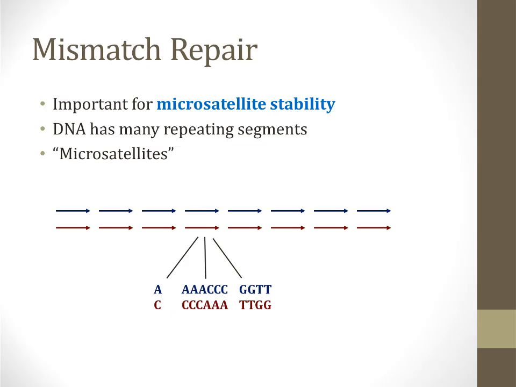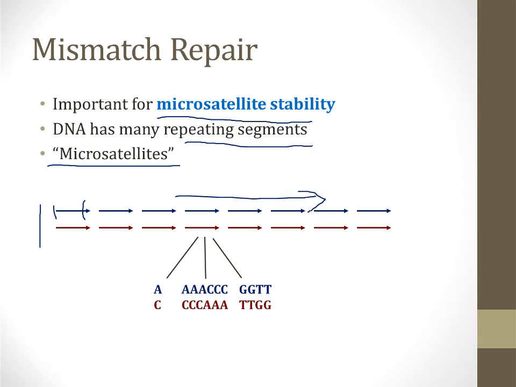The mismatch repair system is very important for maintaining what's known as microsatellite stability. It turns out that the DNA in our genome has many repeating segments, and these are called microsatellites. If you look at the drawing I've made at the bottom of the screen, I've shown two complementary DNA strands as indicated by the blue and red arrows. And as I've shown them, you can see that certain segments repeat. Each blue arrow is a repeat, and there are many of these in this stretch of two complementary strands.